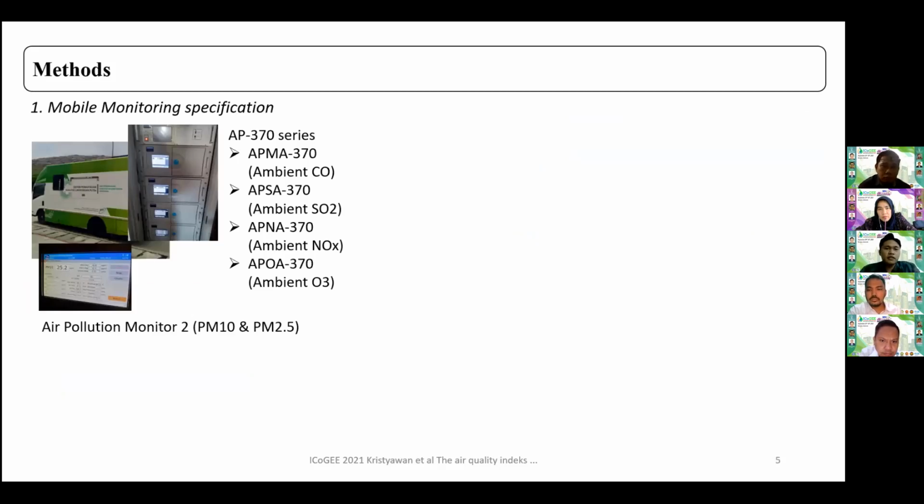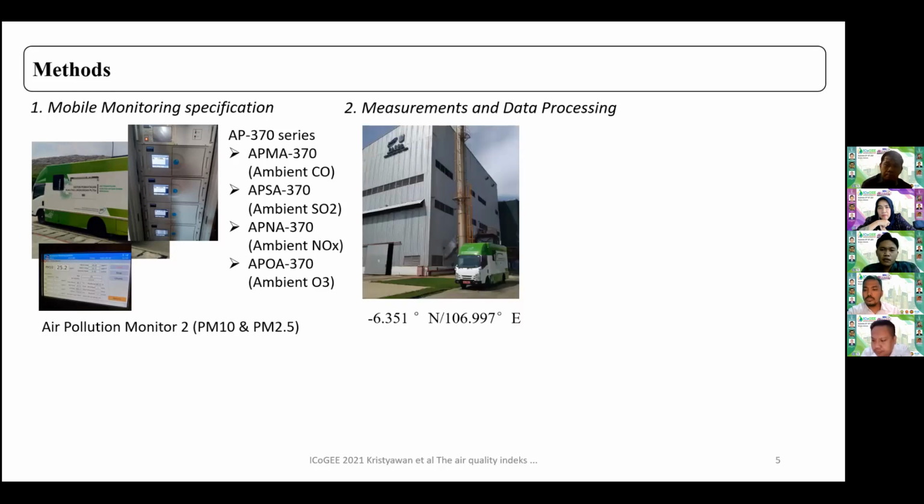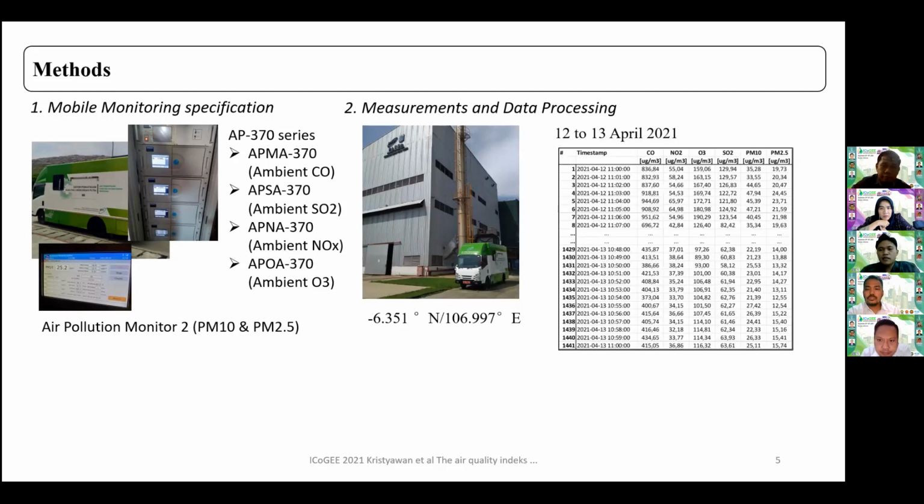The mobile monitoring consists of a series of ambient air quality monitors like CO, SO2, NO2, O3, and is also equipped with particulate matter monitoring. Besides that, we also have a meteorology monitoring system inside. For this work, we use the position near the stack, and the data itself we can extract from the logger with an interval of 1 minute for each data.